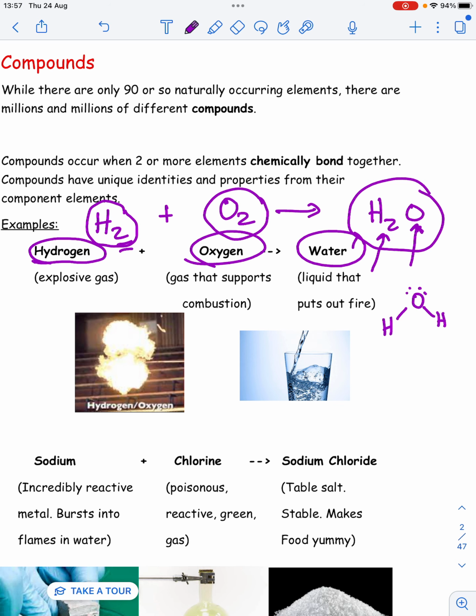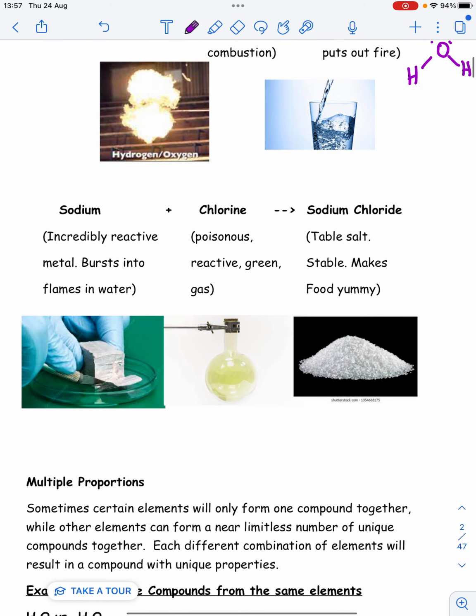Okay? But water is a compound because I can see two different element symbols. Okay, another example, sodium is a very reactive metal. It will catch fire if you touch it to water. Chlorine is a poisonous gas, and yet when you combine them, you get sodium chloride, table salt, which makes food taste better. So again, another example of a compound, and symbol-wise, I see Na for sodium, I would see Cl2 for chlorine, and when I combine them, I get NaCl.